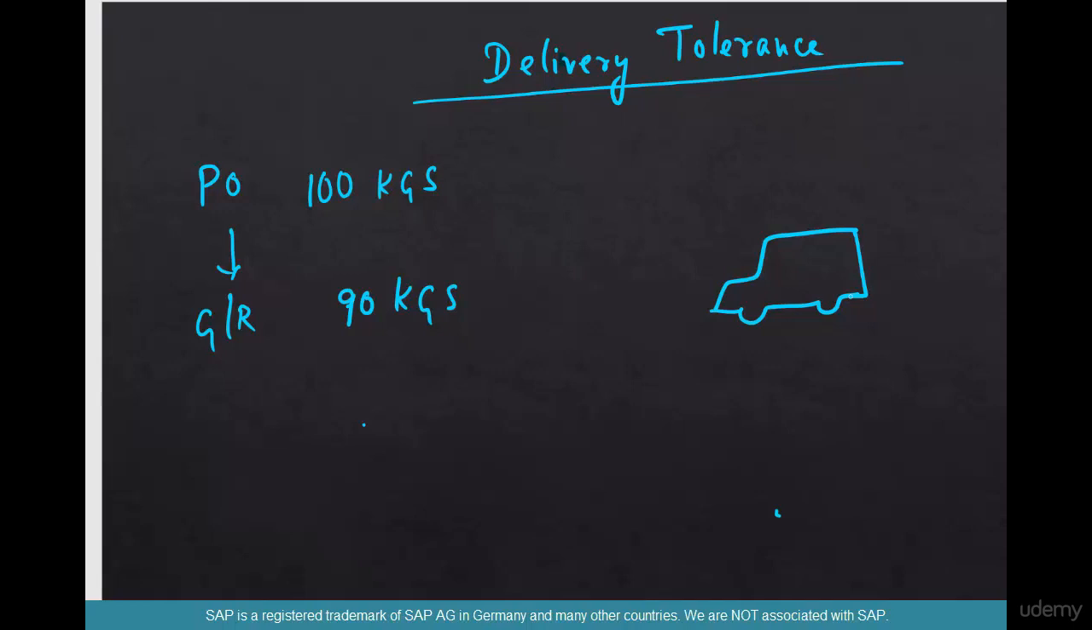So depending on the type of goods, we can say that even if you deliver within a tolerance of 5% or 10%, it doesn't matter. That's fine. We'll deem the purchase order as complete. You don't need to deliver the remaining. And of course, the vendor is only going to charge for whatever he has delivered. He's not going to charge for 100 in this case. He's only going to charge for 90, which is fair, right?